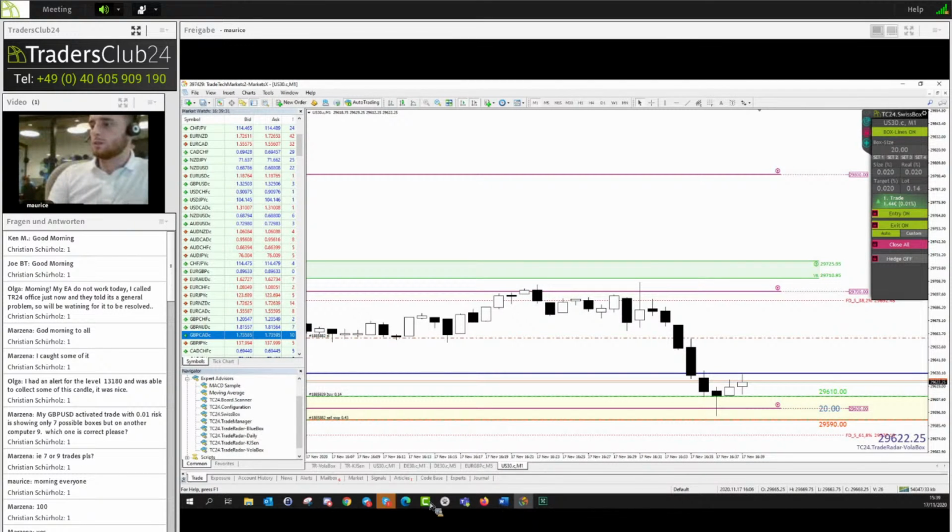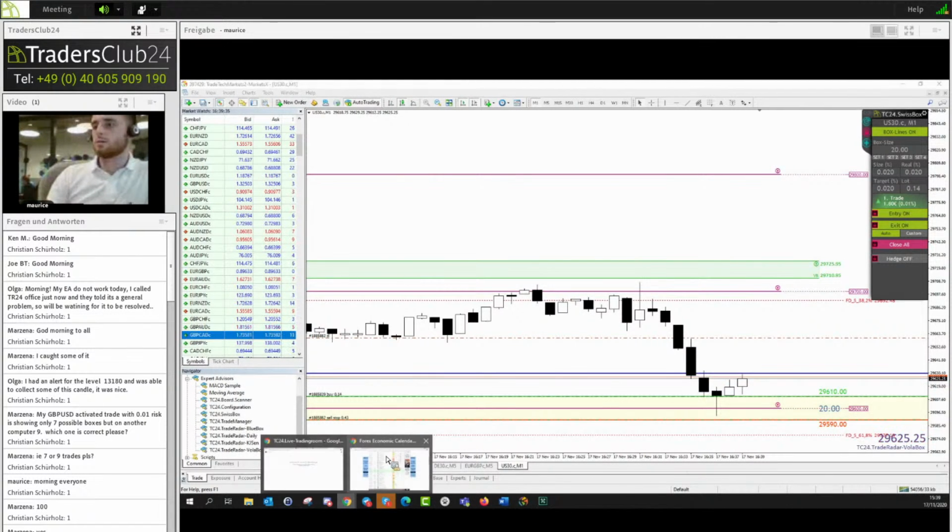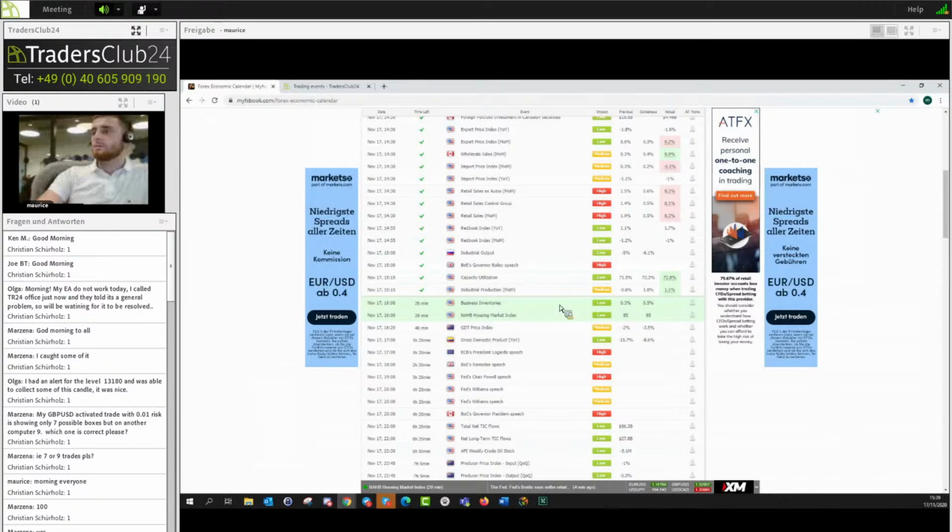Take a look at our chart. You can also take a look at our economic calendar. 20 minutes, low impact is not going to make so much of a difference. Medium could do. New Zealand, looking like it could be a little bit of bad news, but I doubt it.